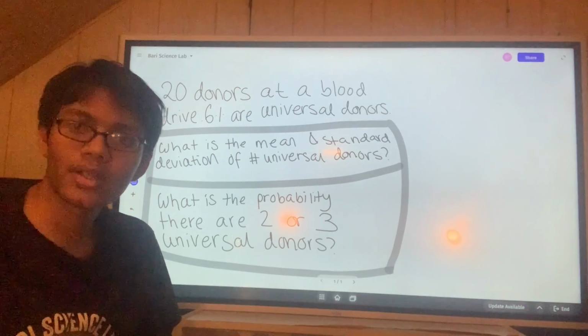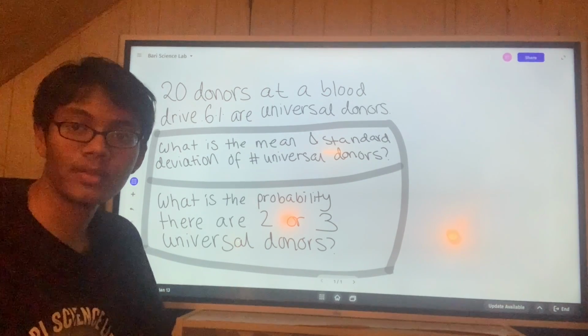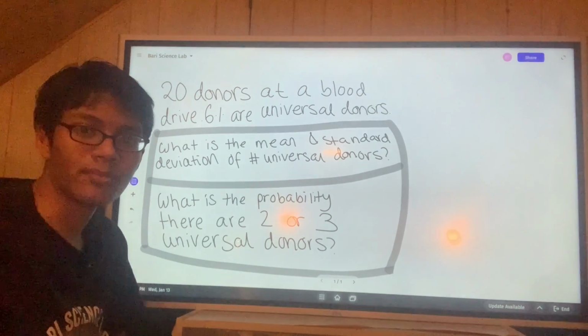Today we're going to be taking a look at how to solve problems involving binomial, geometric, and normal probability models. Alright, so let's take a look at our example, shall we?